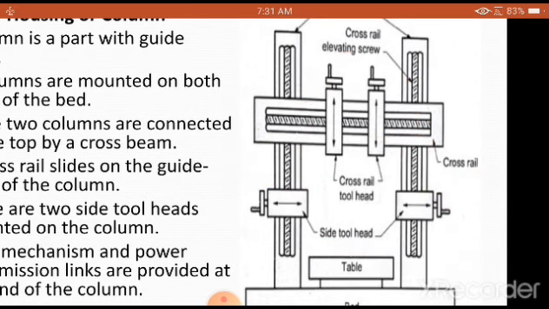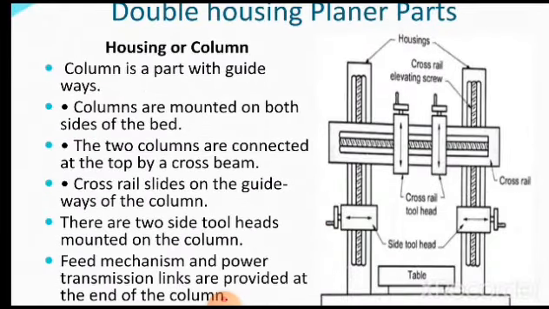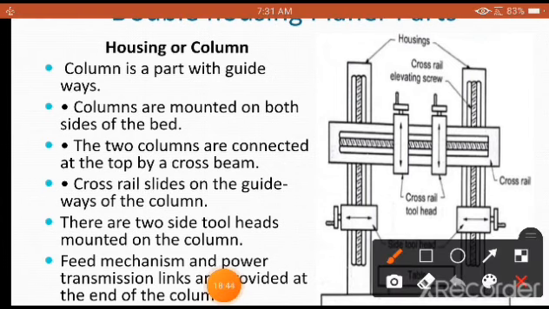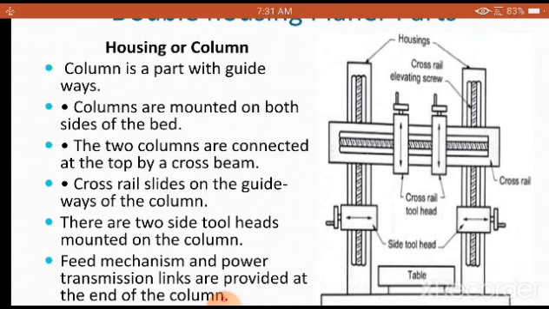This is the main function of the column, and these columns are provided exactly at the middle of the bed. The column is a part with guideways. Columns are mounted on both sides of the bed. The two columns are connected at the top by a cross beam. This cross beam is missing here, but in reality it is there. It would come like this and connect the two columns firmly so that there are no vibrations while the machining operation is being carried out.